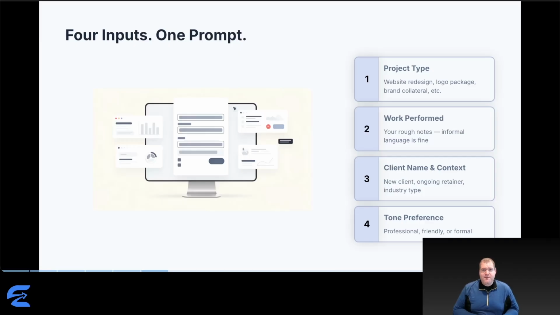Project type. What kind of engagement was this? A website redesign, a logo package, a full brand identity system? Work performed. Your actual rough notes from the project, and informal language is completely fine here. We'll see exactly why in a moment. Client name and context. Are they new to working with you? A long-term retainer? A specific industry that might shape how you describe the work? And tone. Professional, friendly, or formal, depending on the nature of the relationship. 4 inputs, 1 structured prompt. That's the entire setup before AI takes over.